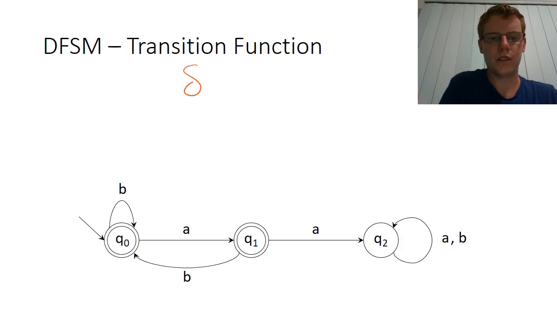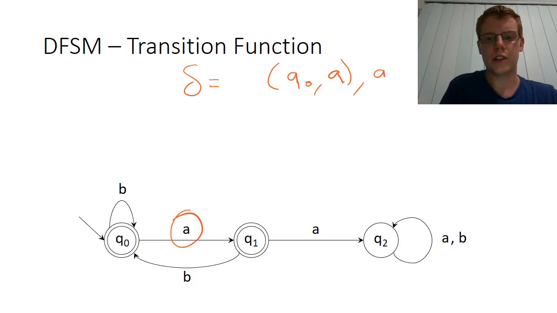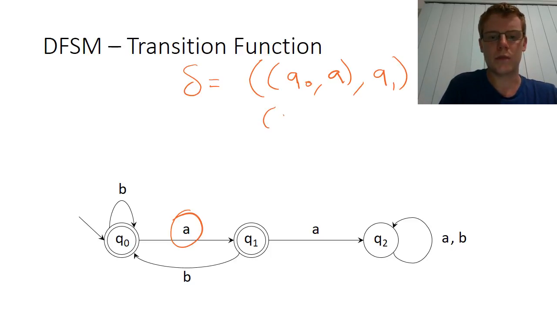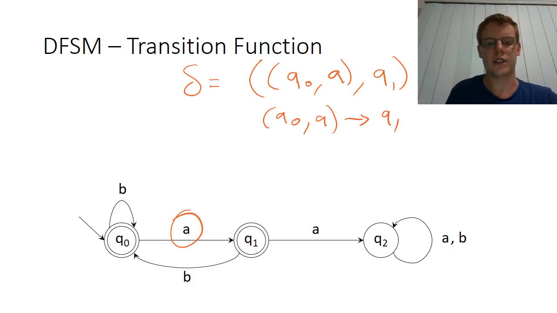So, for the transition that I've just marked there, the element of delta will look like this: Q0 with an A, we transition to Q1, and is represented as a tuple like so. Sometimes we might simply represent it as the state symbol pair and then an arrow to the state that the transition takes us to.